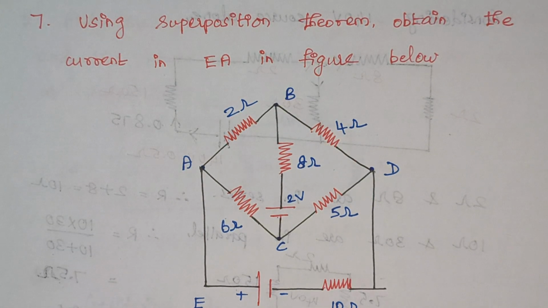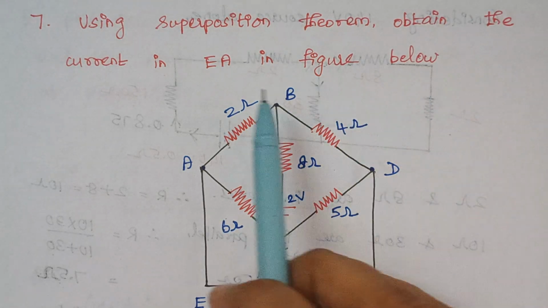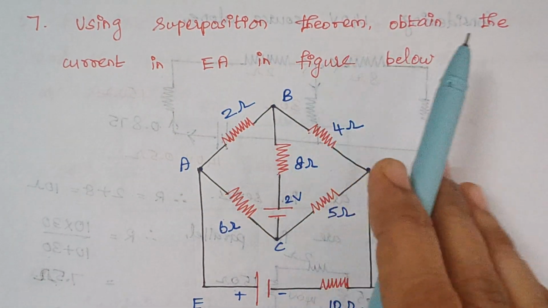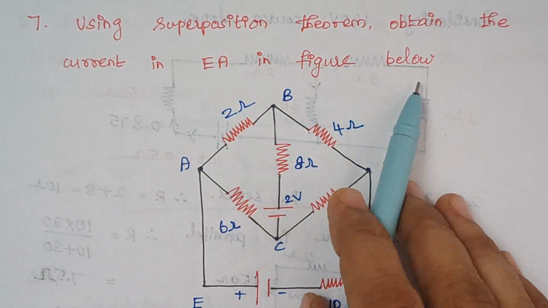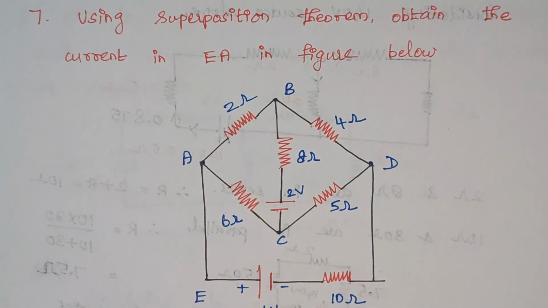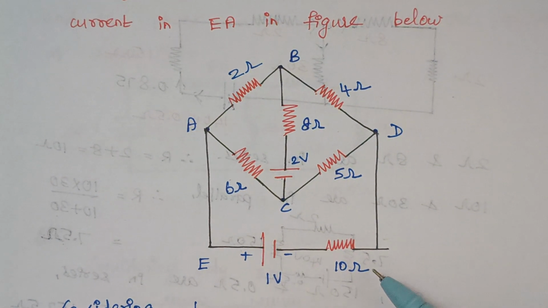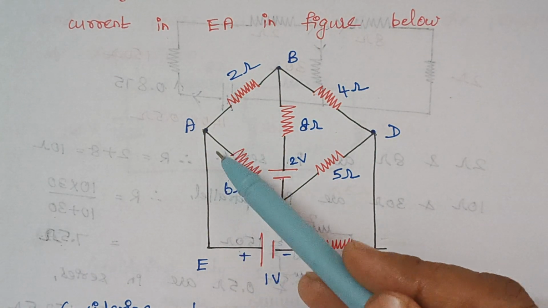We are proceeding with our next problem. The problem is: using superposition theorem, obtain the current in EA in the figure below. Here this is the given circuit diagram. We need to calculate the current that flows through this branch EA.